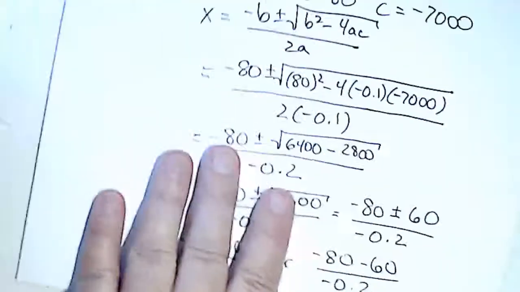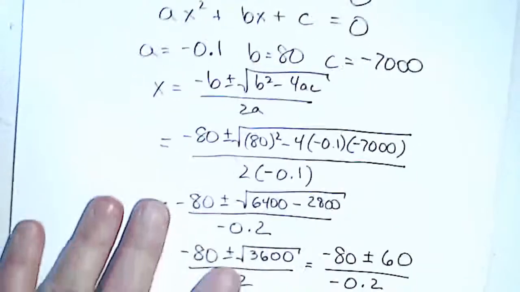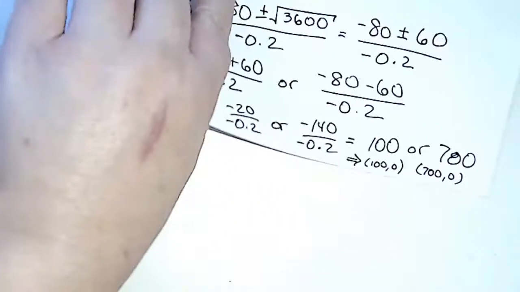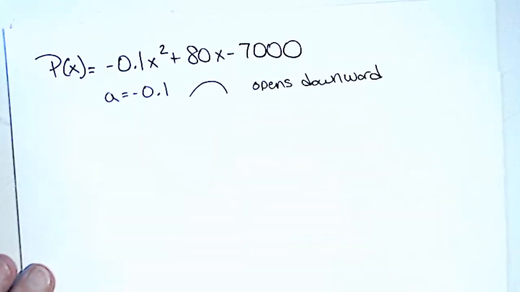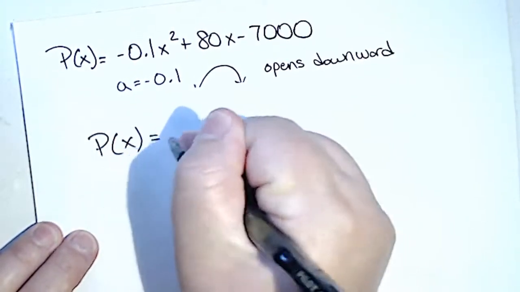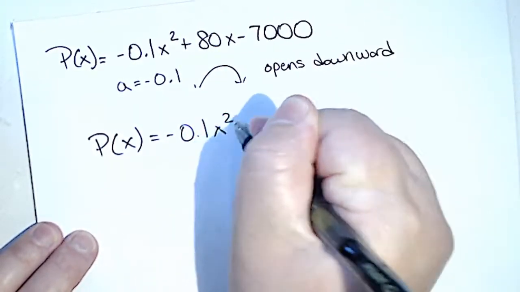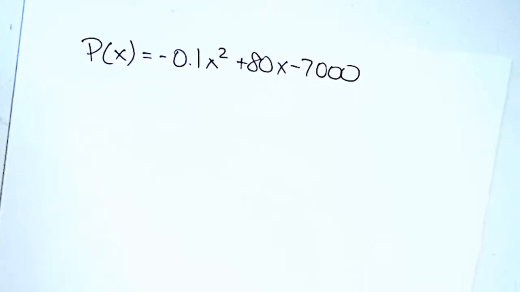So what have I got? I've got a y-intercept, woohoo, right there. And I've got two x-intercepts right there. That's 3 points. The next point I need is my vertex. So let me write this down again. And I want the vertex.